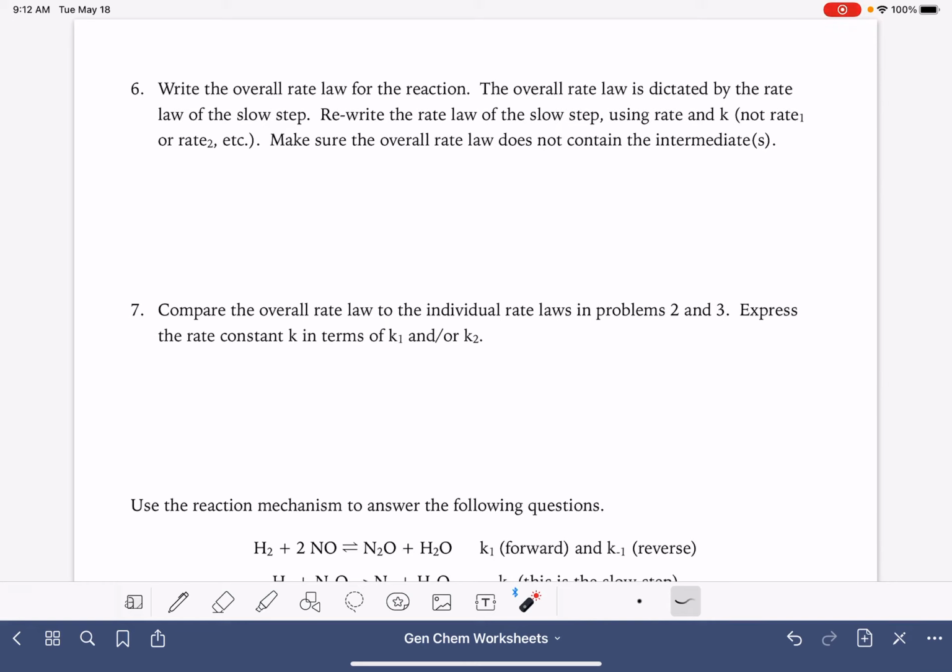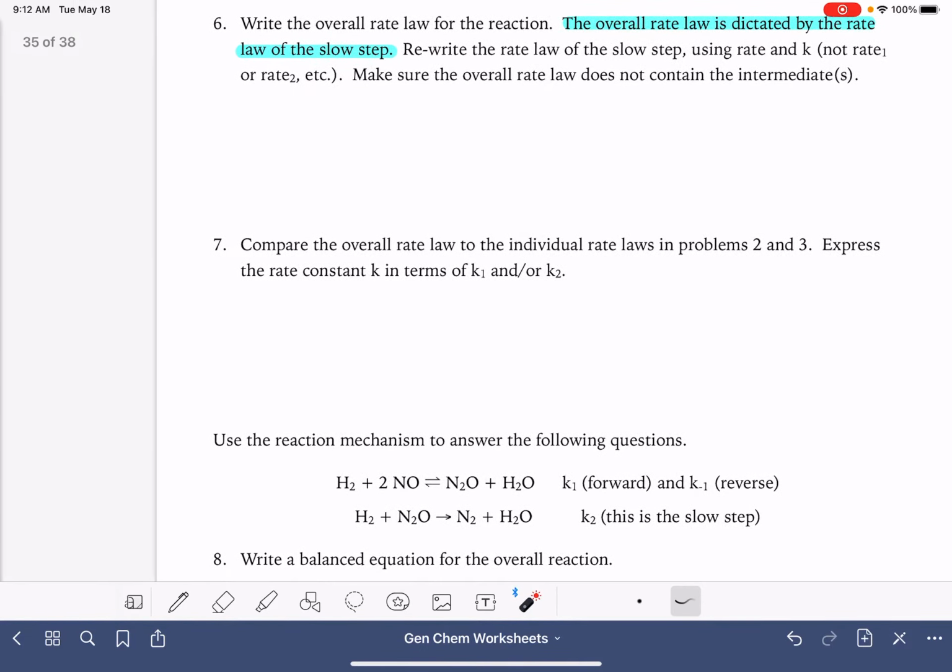Okay, so we're going to write an overall rate law for the reaction. Now, the overall rate law is going to be dictated by the rate law of the slow step. That's super important, and that should make sense to you. The slow step is the one that's controlling the overall rate of the reaction. So what we have to do is go back to that previous page. We need to remember which step is the slow step, and then find the rate law that we wrote for that particular slow step. So let's go do that.